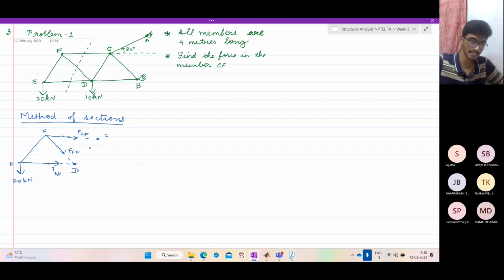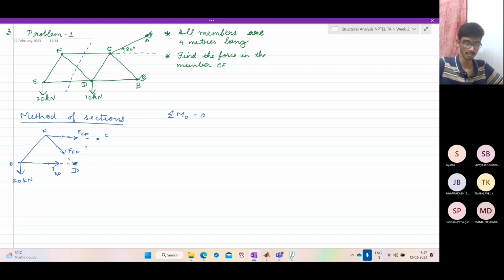Now let us, what is the trick? The trick is to take moment about the point where two forces are meeting. So let us take moments about the point D. What do we get? Will FFD and FED affect? No, because they are acting through the point. Their lever arm is 0, so basically they will give 0 moment.